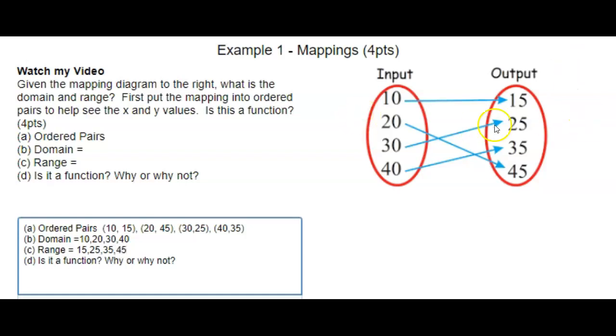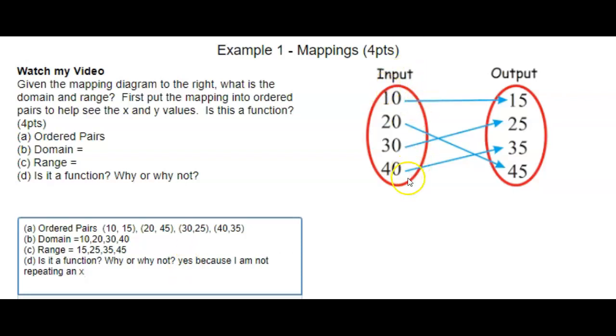Now I can get that by the picture too, but sometimes people like to see the ordered pairs laid out, because then they can really see that I'm not repeating an X value. So I could say, yes, because I'm not repeating an X. That's all I need to say.